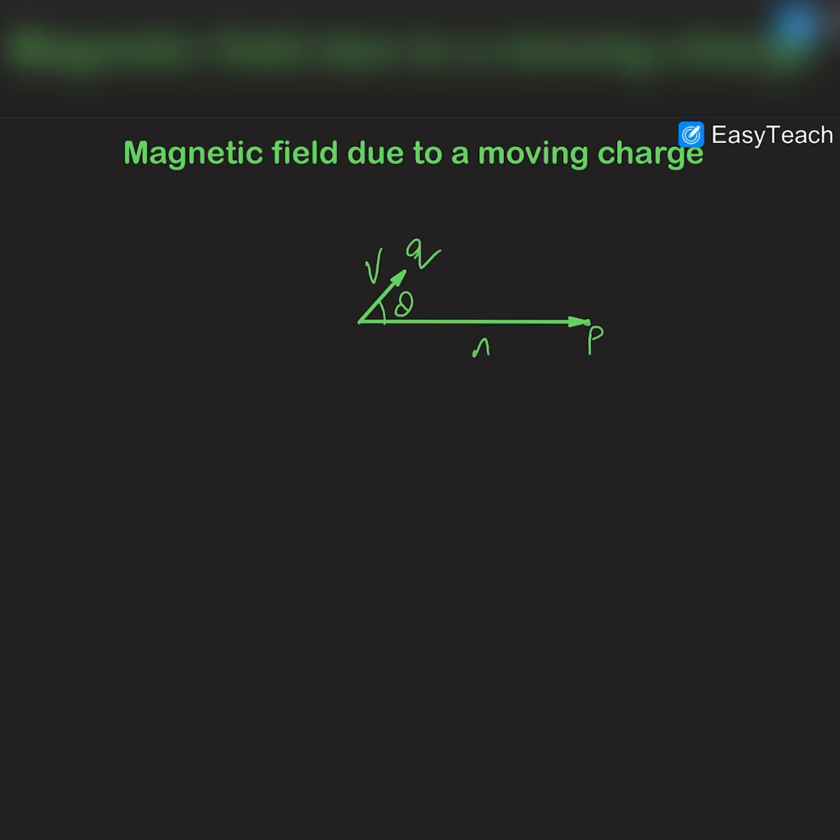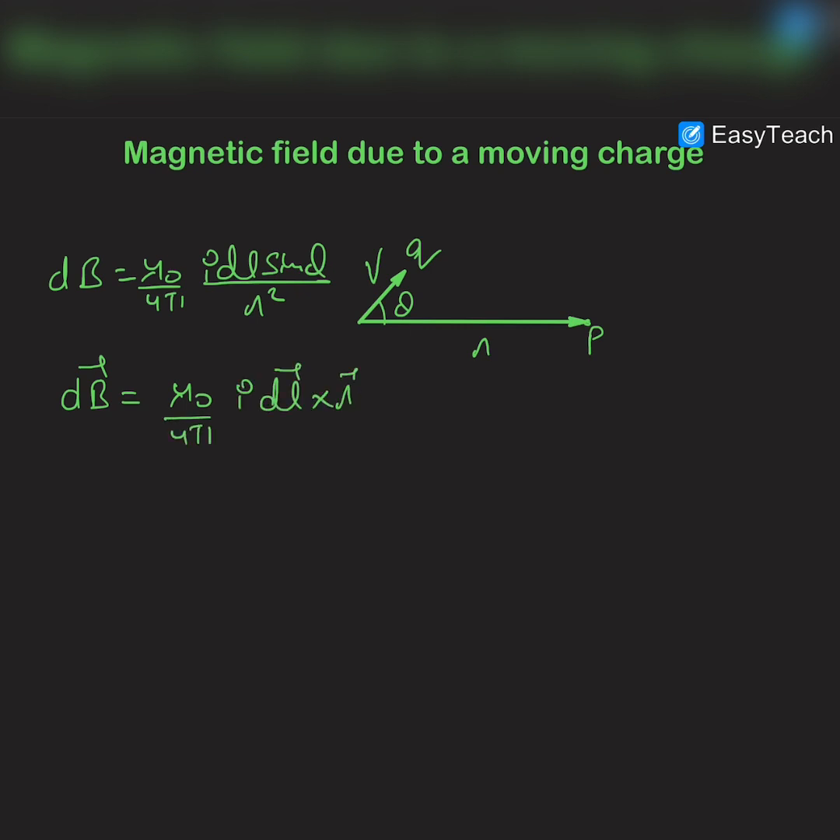So we know that according to Biot-Savart law, dB is equal to mu naught by 4 pi, I dl sine theta upon r square. This is Biot-Savart law in scalar form, and in vector form dB vector is equal to mu naught by 4 pi, I dl cross r divided by r cube.